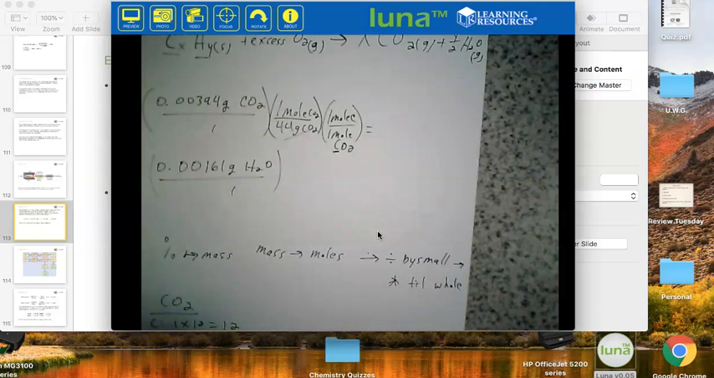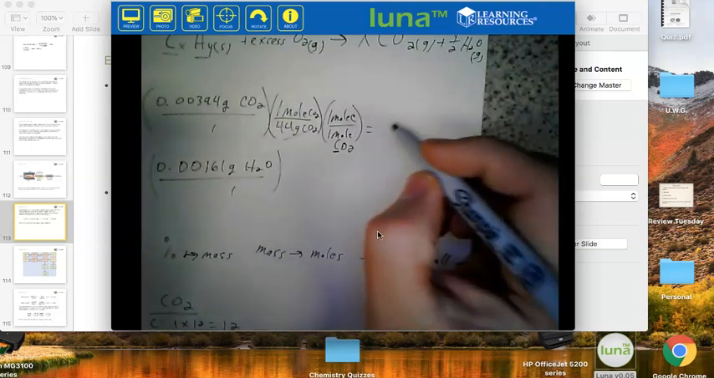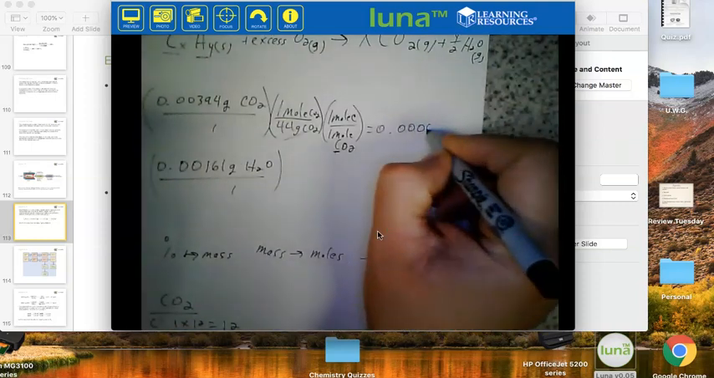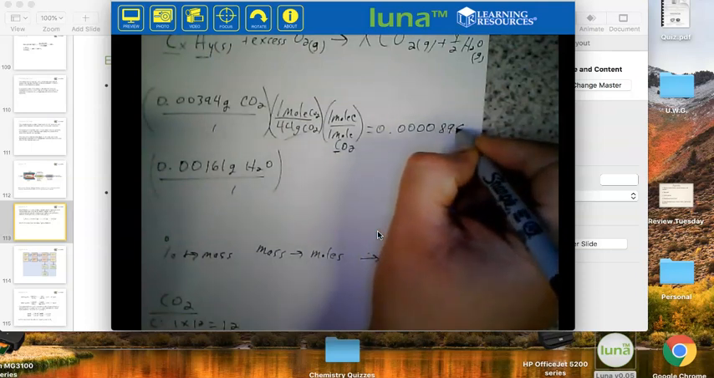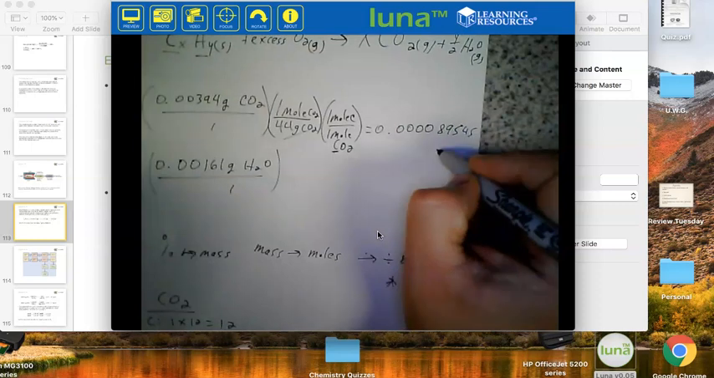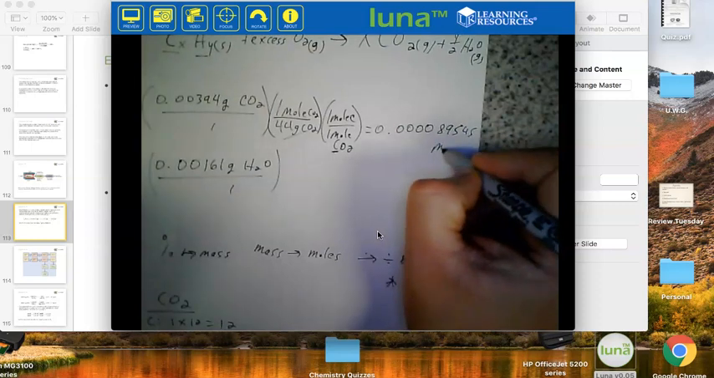Alright, so you do the math here. You take 0.00394 times 1 times 1 divided by 1 times 44 times 1, which is 44. And that is 0.000895545, and that's moles of C.